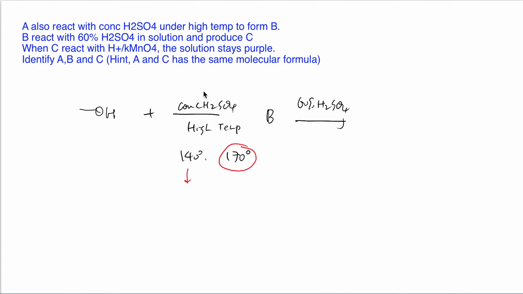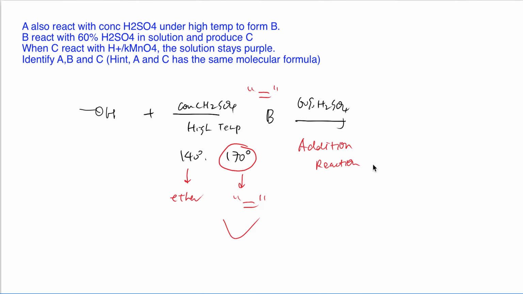Because 140 degrees will form an ether, 170 degrees will form a double bond. We know ether doesn't react with H2SO4. Only a double bond reacts with H2SO4. So we locate the temperature must be 170 degrees, and B has a double bond. A double bond reacting with 60% H2SO4 is just an addition reaction.